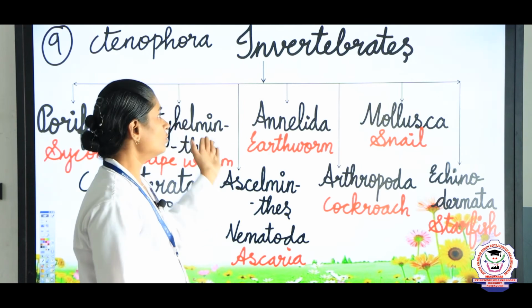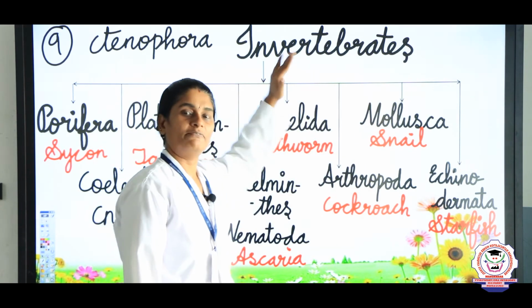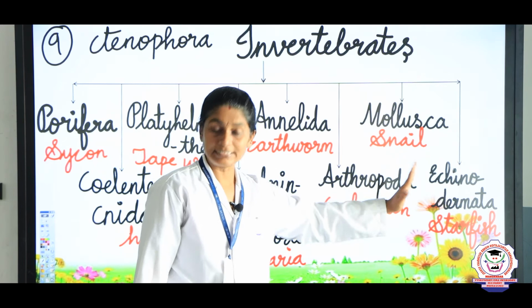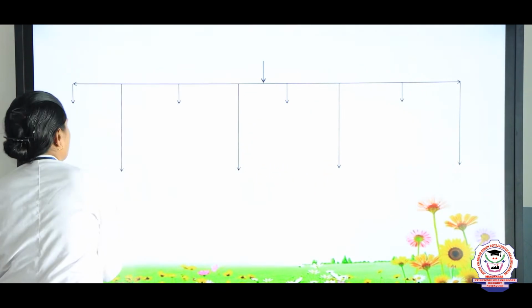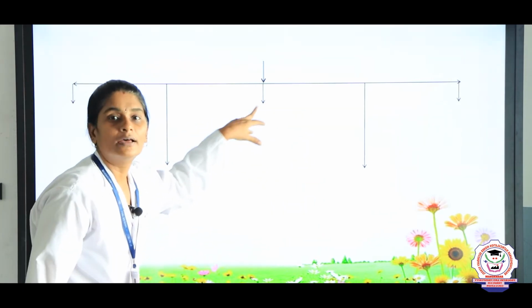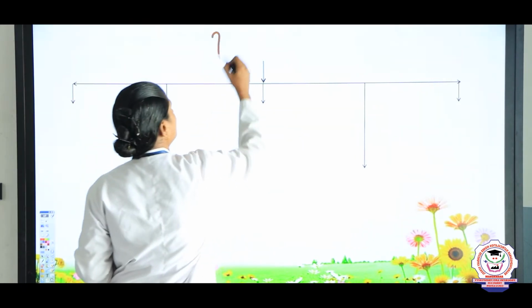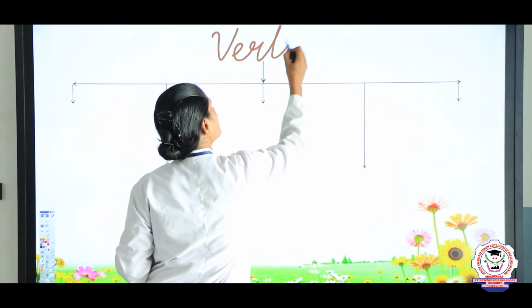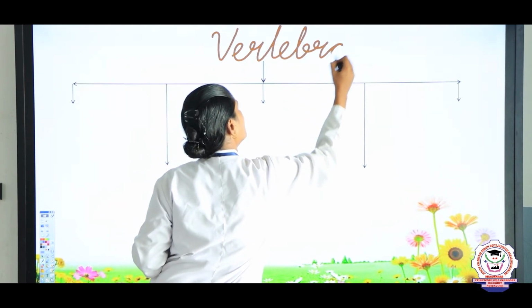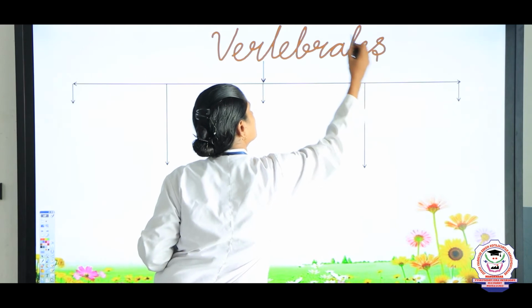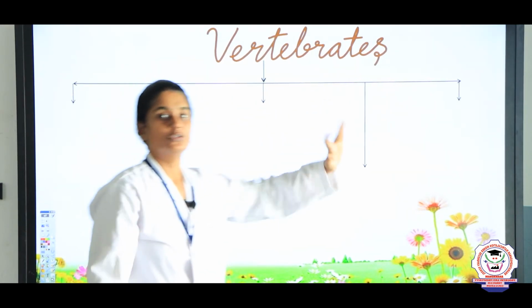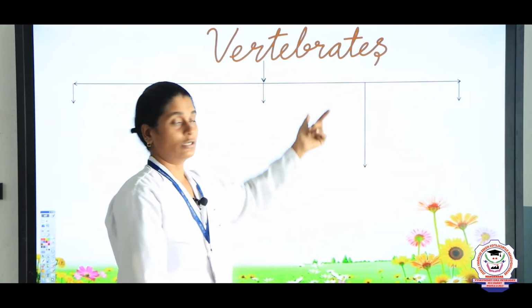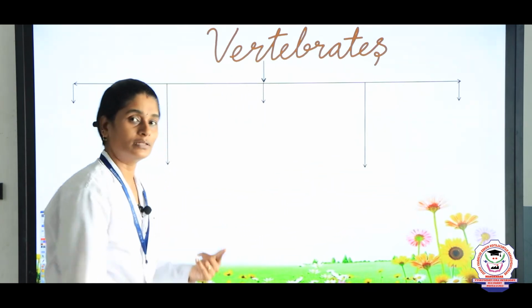Now, let us see how the vertebrates are classified. Invertebrates are classified into 8 categories. Now, let us see how the vertebrates are classified, right. The next one we will see is vertebrates. V-E-R-T-E-B-R-A-T-E-S. Now the vertebrates are divided into 5 phylums. Invertebrates are divided into 8 or 9 phylums. Vertebrates are divided into 5 phylums. What are they? Let us see.